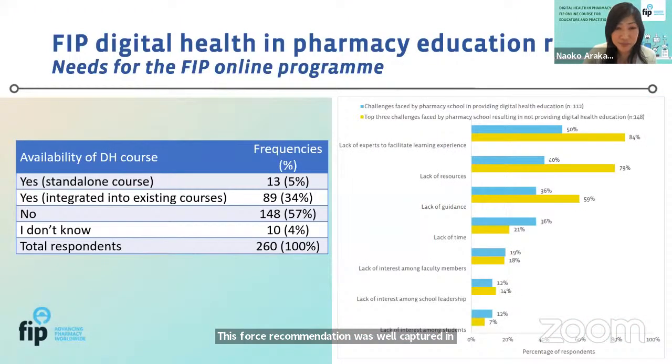Next slide, please. So this global survey report actually identified that 60% of the respondents globally reported no component or course related to digital health in pharmacy education, although the importance of it is well documented in the report and will also be presented by Dr. Whitley later. And the majority of respondents also identified the lack of experts to facilitate learning experiences and resources as challenges to provide education related to digital health. So next slide, please.